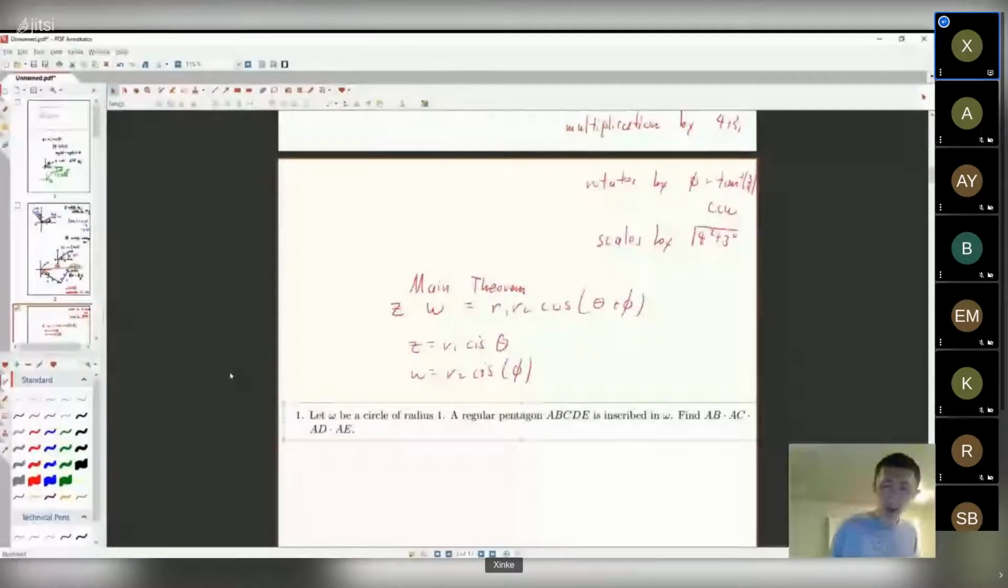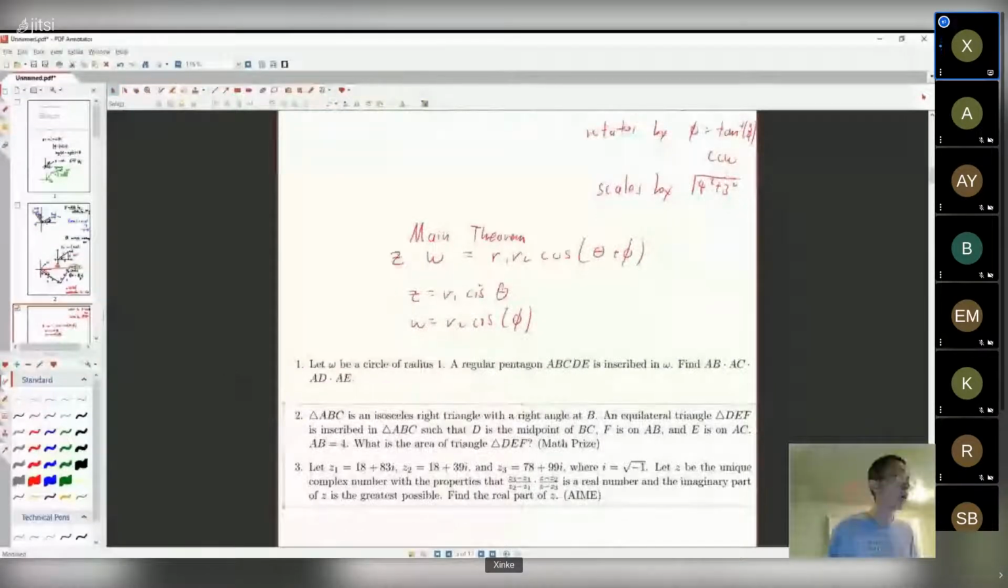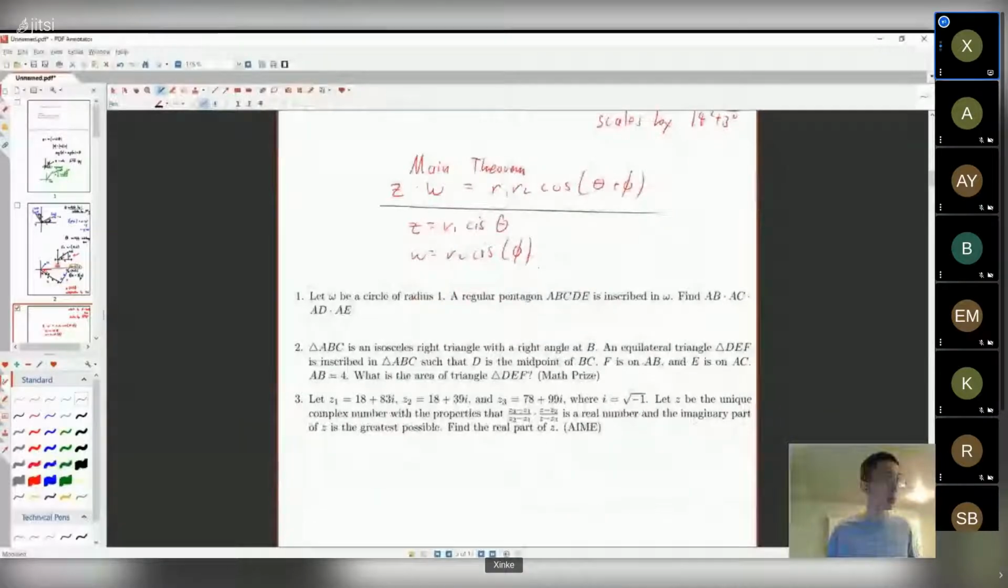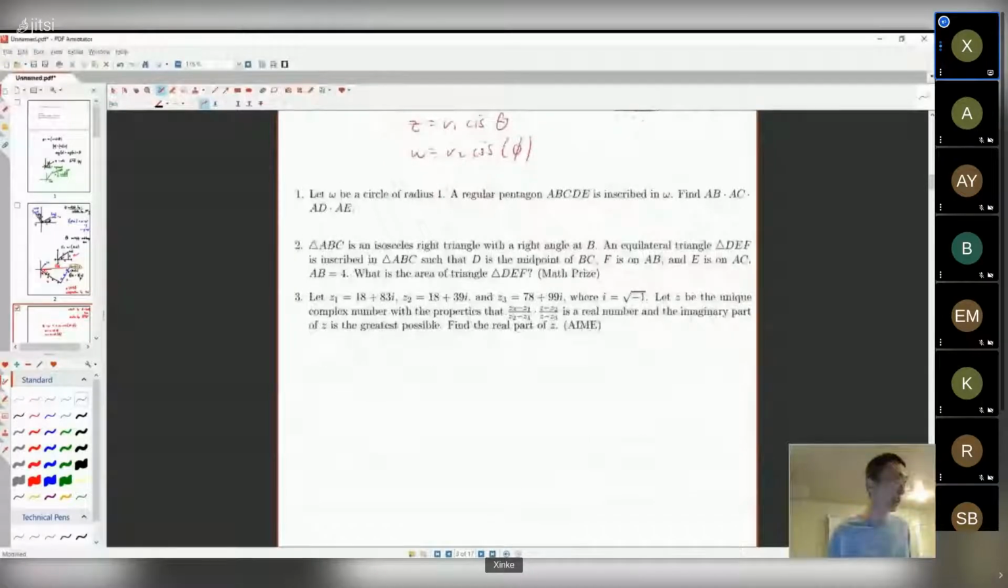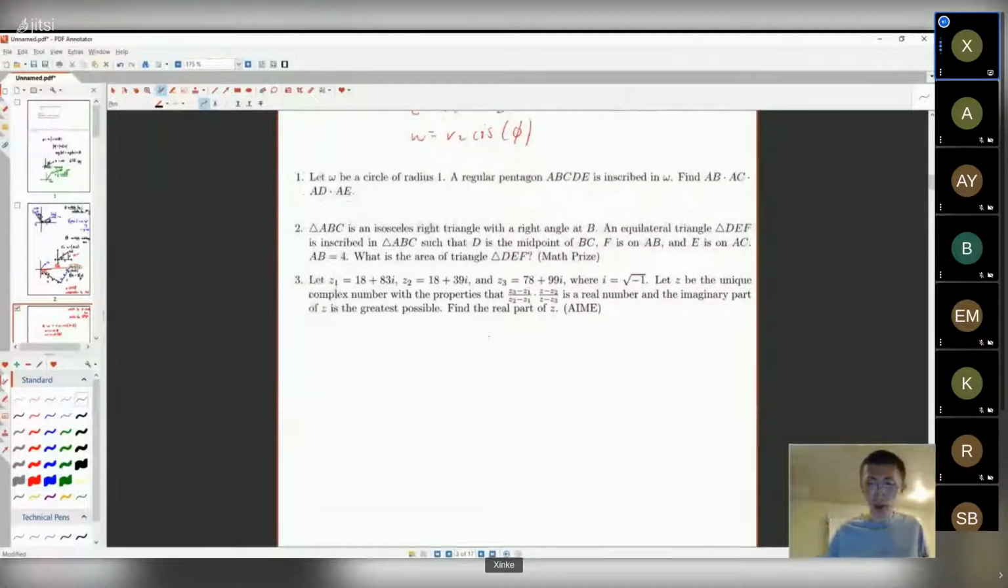We'll need to use the main theorem a bunch of times. So you should be very familiar with the main theorem, because this is used to prove De Moivre's theorem, and it's the most important complex number fact about complex multiplication and geometry. It's used all the time on AMC 12 and AIME and such. So I guess we can look at number one.